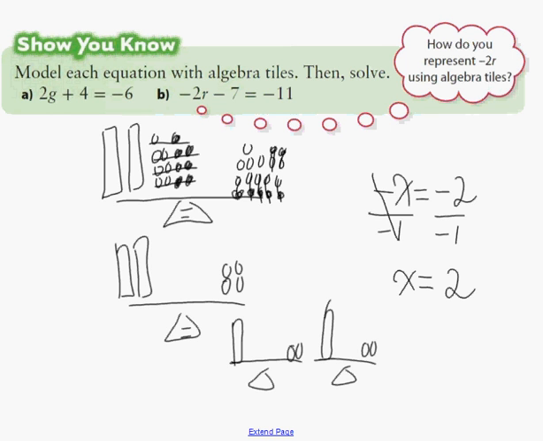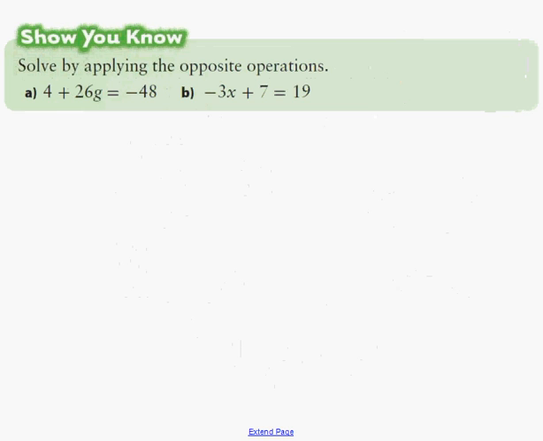So from a modeling perspective, it's a little confusing when you get down to the solution, because it says a -x equals a -2, and you must understand that therefore a positive x must be a positive 2. But don't worry about it, because on your test I won't quiz you on modeling negative coefficients, but I will quiz you on solving it using opposite operation. In question three, show you know, it's solved by applying opposite operation.